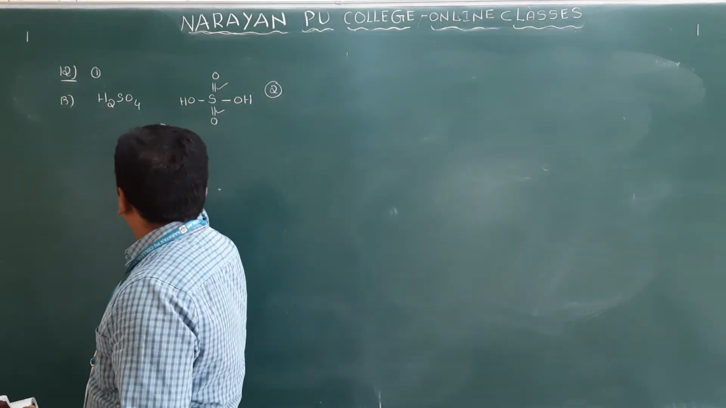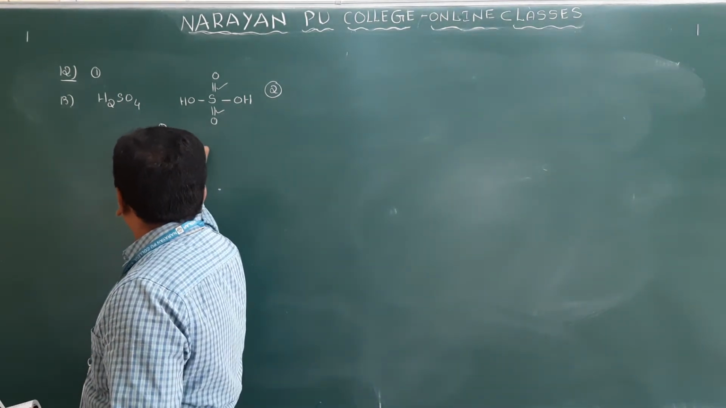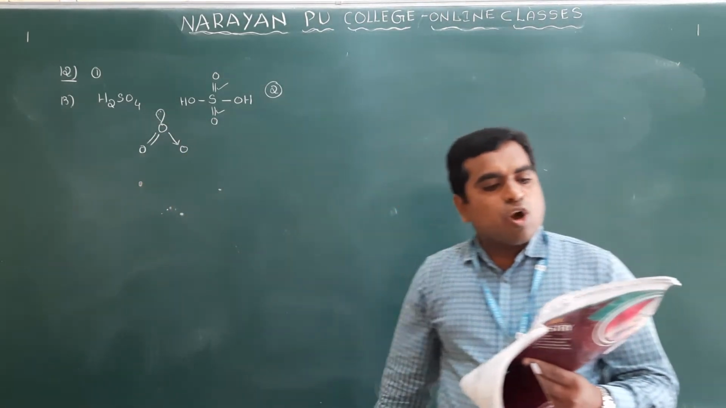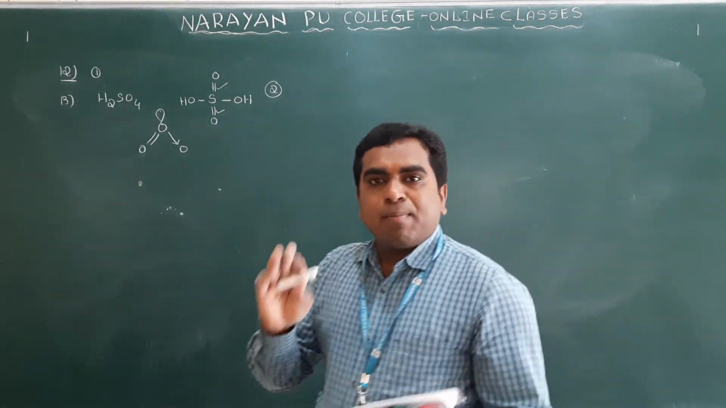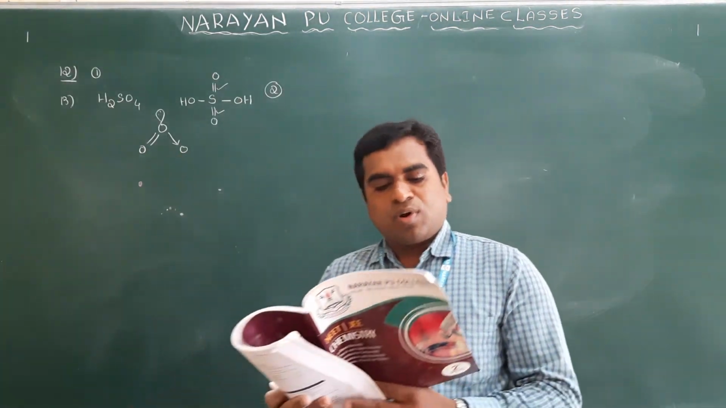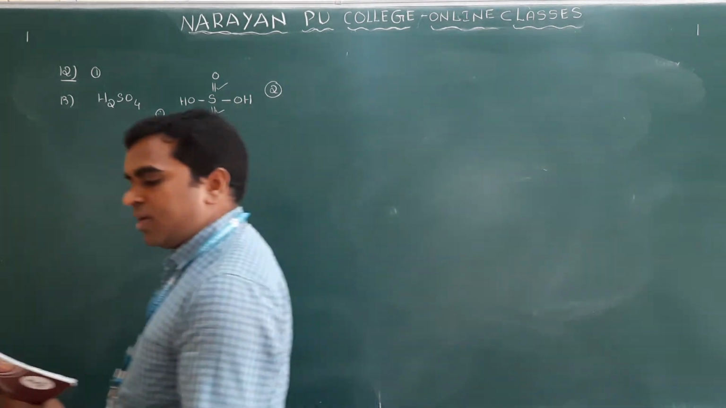Bent molecule means ozone structure. You already know, what is the ozone structure? This is the ozone structure. It is a bent molecule. So which one is not correct among these? It is paramagnetic, that is not correct, it is diamagnetic. Clear? Good. Next one.